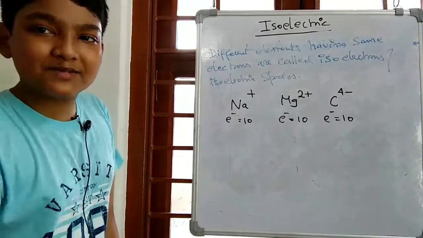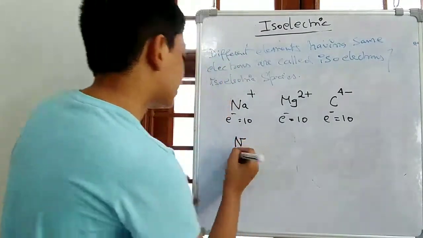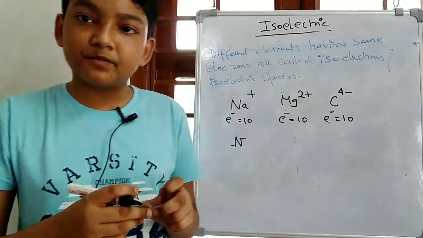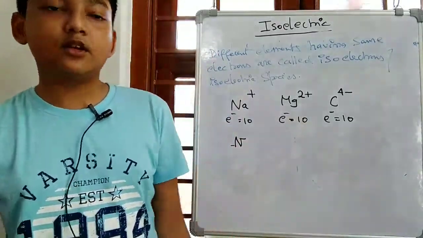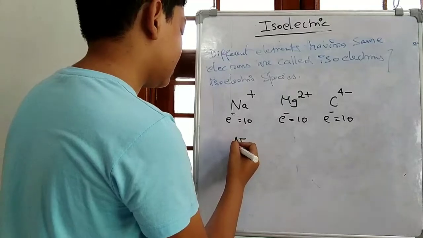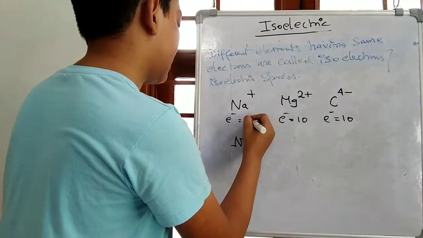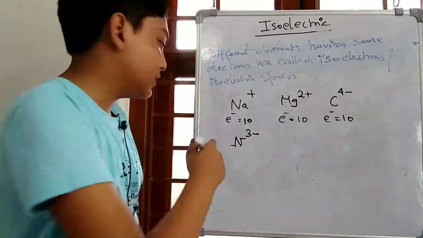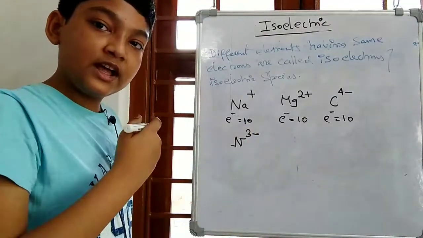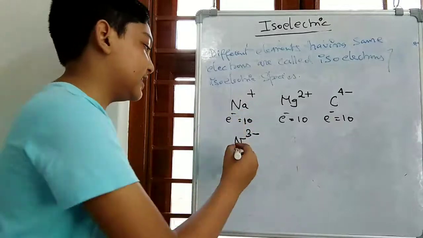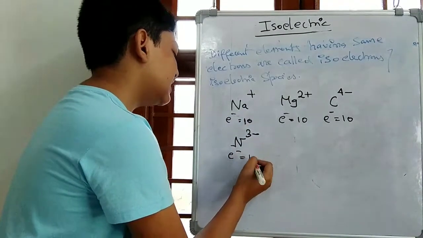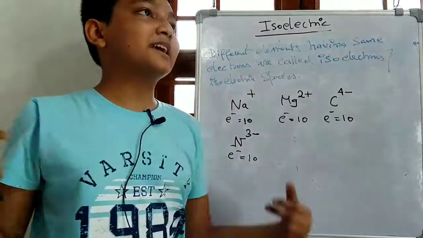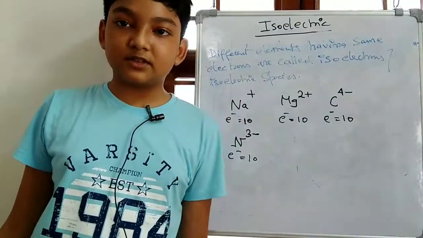Now comes another example, N meaning nitrogen. How many electrons does it have when it is stable? 7. It has 7, so it wants to become 10. So what will he do? He will take 3 more electrons and get 7 plus 3, which is 10. So again the electron number is 10. Here you have many examples; you can make any number of examples.